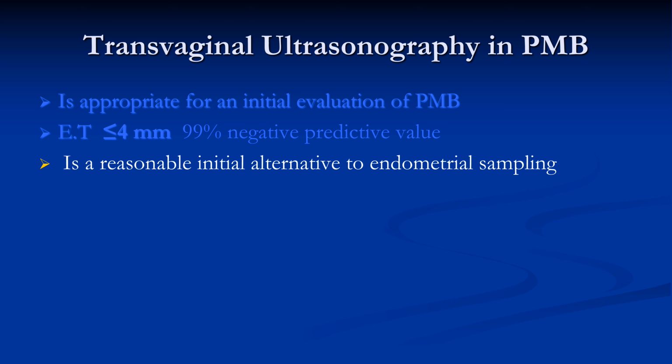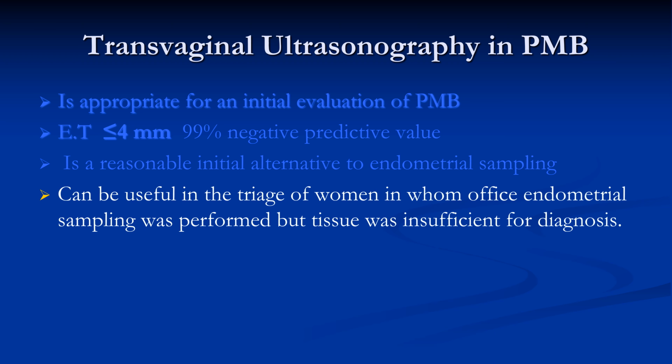Transvaginal ultrasound is a reasonable initial alternative to endometrial sampling. It is initial and alternative. It helps us to triage this lady: does she need further evaluation, or can we stop and follow clinically at this point? It can be useful in the triage of women in whom office endometrial sampling was performed, but the tissue was insufficient for diagnosis.